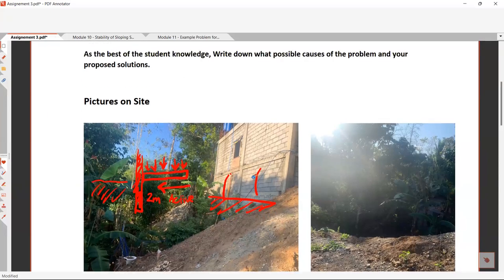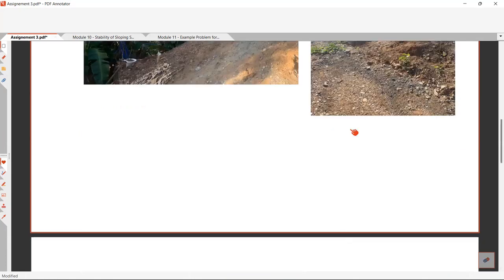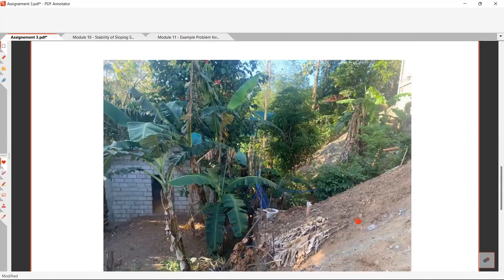Then also, tinitingnan kung kailangan pa bang mag-provide ng retaining walls dun sa tabi ng walls. Pero I think hindi yun yung magandang solution because masyadong mahal. So the best possible solution is to compact yung soil along the perimeter and maglalagay din ng passive soil. Okay, so this one. So, ayan. So also this one.